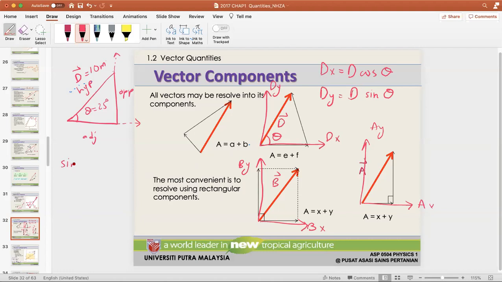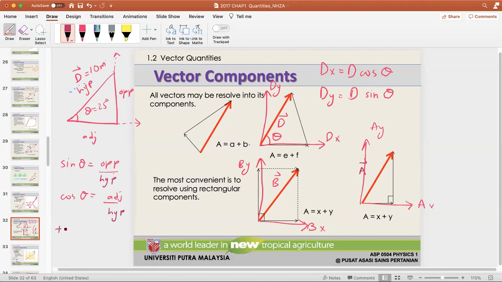So sine theta, let's write it down. Sine theta is opposite over adjacent. And cosine theta is adjacent over hypotenuse. Sorry, this is not adjacent, it's hypotenuse. Why didn't anyone correct me? Are you guys sleeping? Don't sleep yet, I'm going to give you a break. Sine is opposite over hypotenuse, cosine is adjacent over hypotenuse. Then tangent is opposite over adjacent.